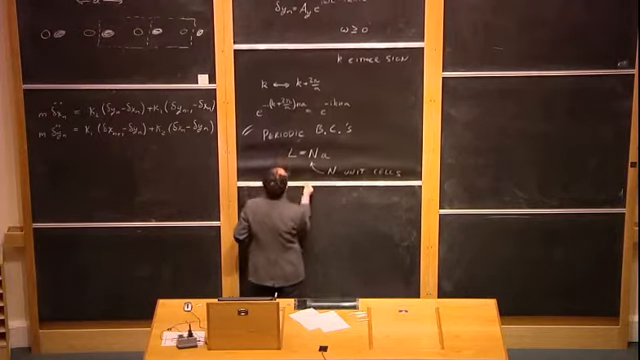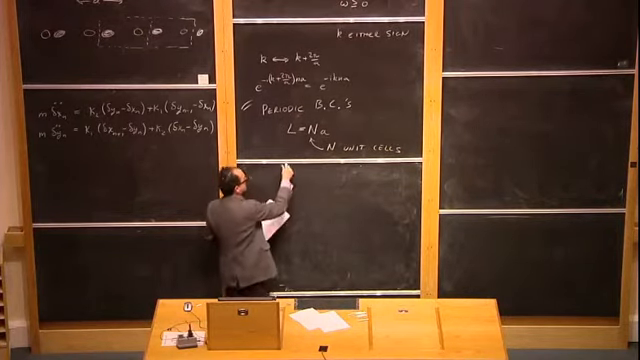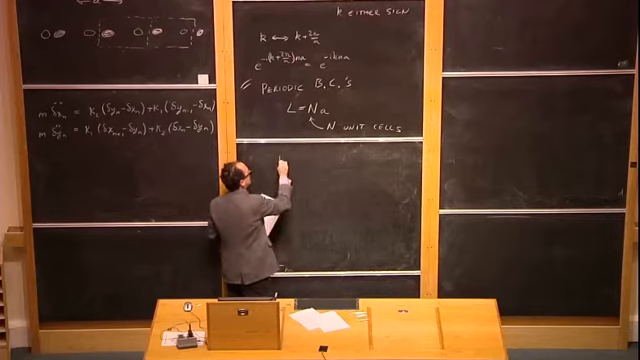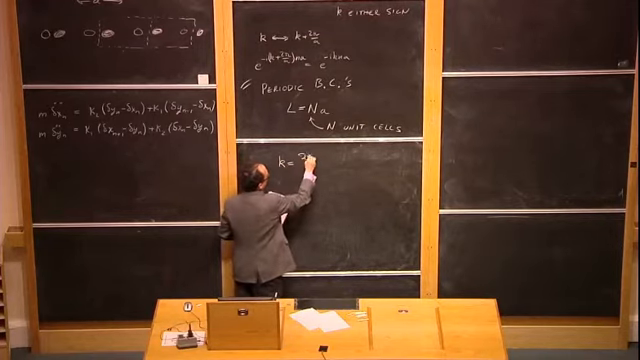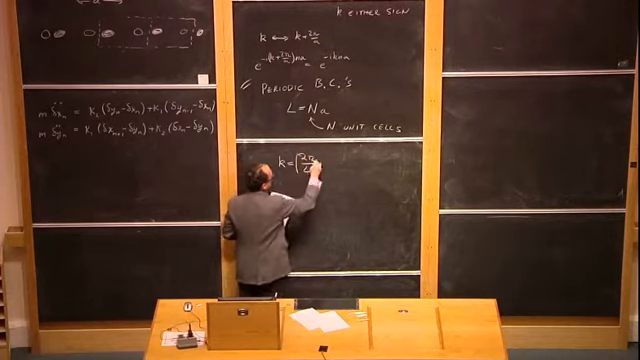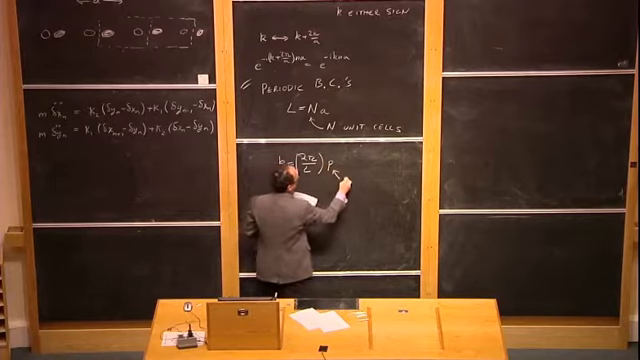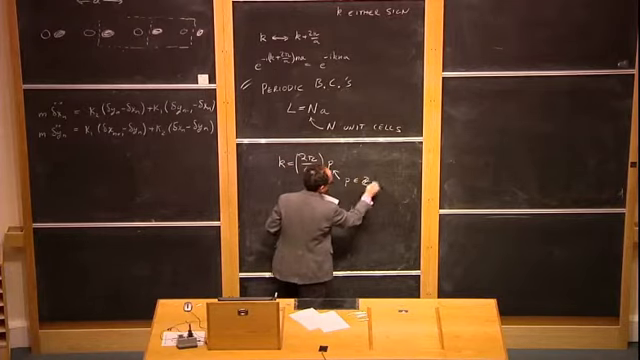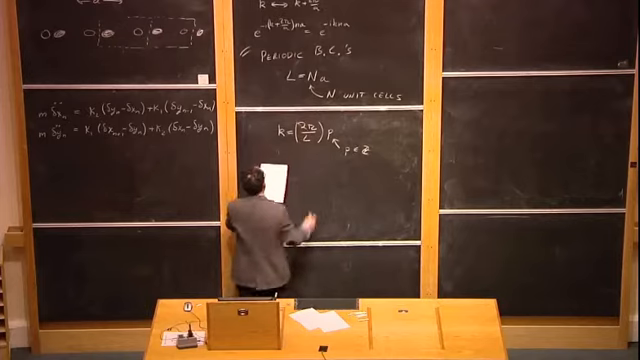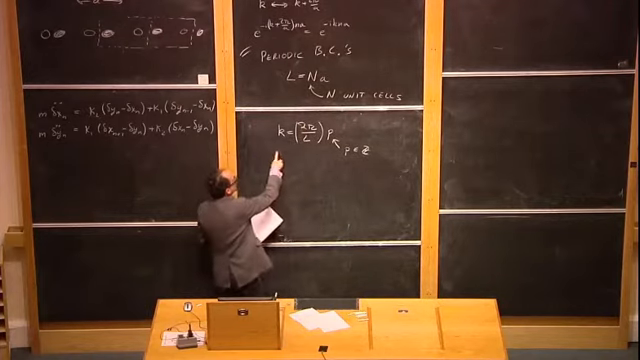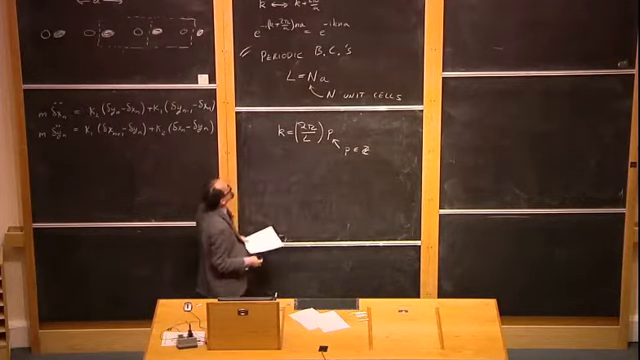And if we have a system of size L, that means the k's must be, with periodic boundary conditions, 2 pi over L times p, where p is an integer. So the spacing between different possible values of k is 2 pi over L.